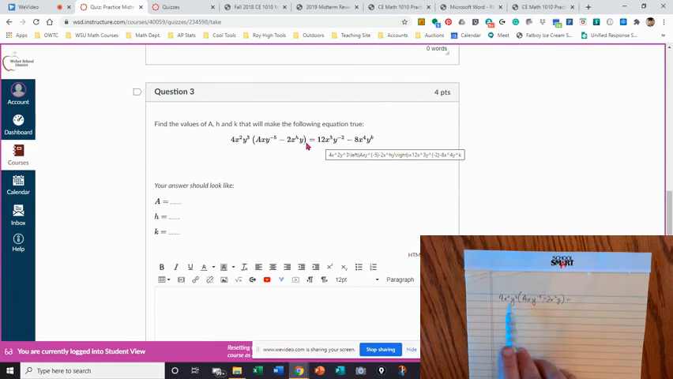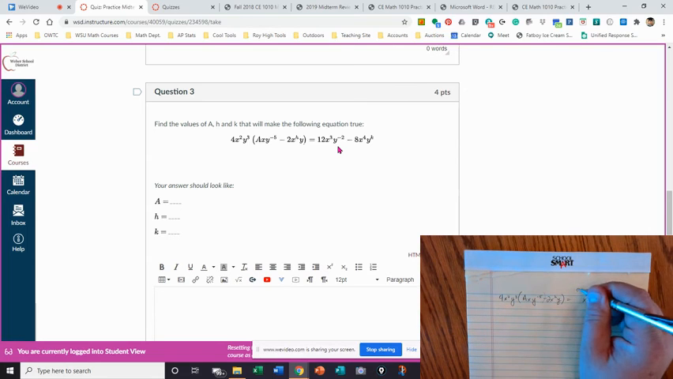Well, let's do this. X squared times x, that's x cubed. And y cubed times y to the negative 5, that's y to the negative 2. Remember, I add these, like 2 plus 1 makes 3, and 3 plus -5 makes -2. So that's what I have right here. And I know 4 times A makes 12. So 4A is 12, so A is 3 because 4 times 3 makes 12.